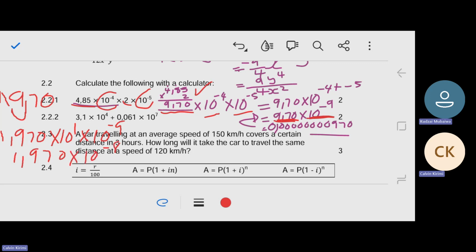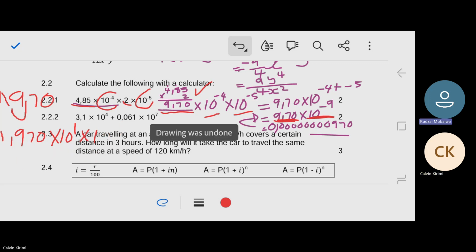If you got an answer of 19, you change that 19 to standard form, then you multiply with what you are already having, then you simplify. Yes, sir. So that's how standard form works. Yes, sir.